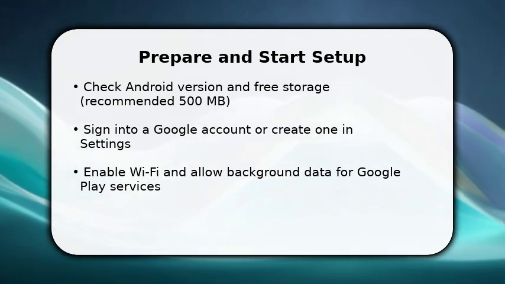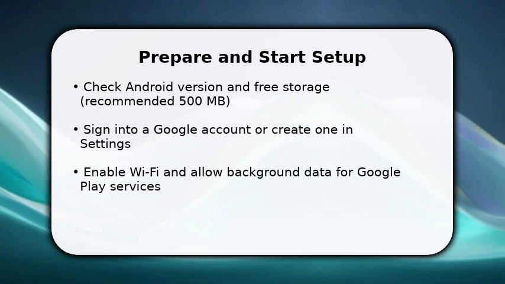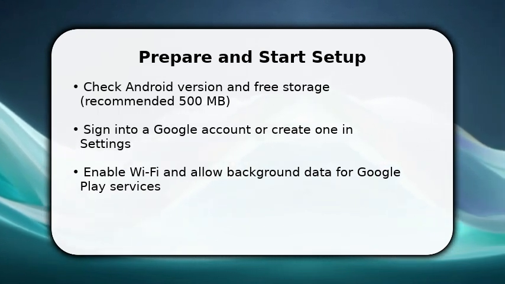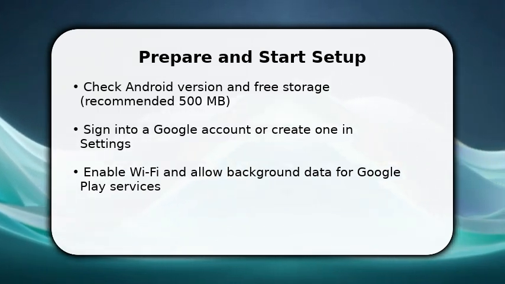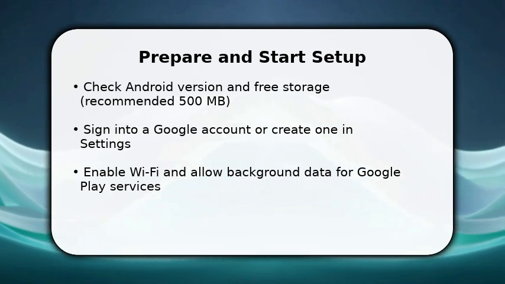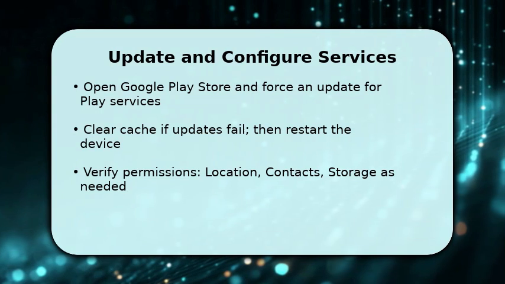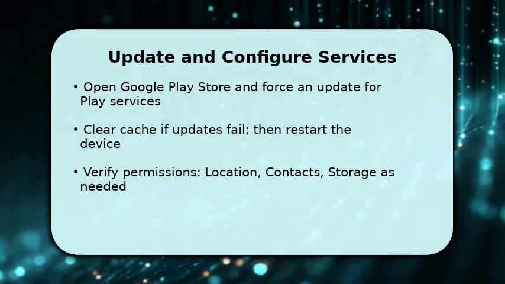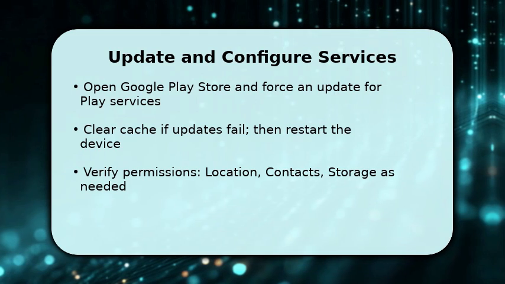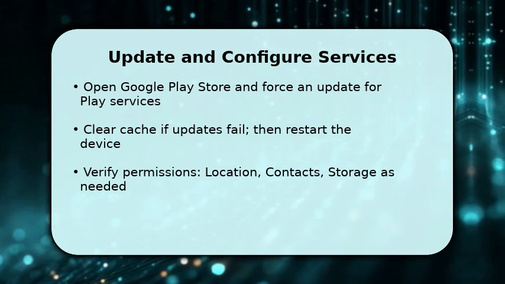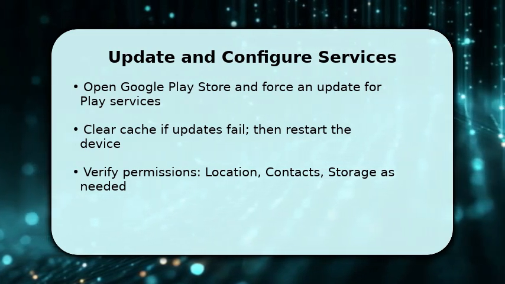You do this now so the app can register correctly, grant required permissions, and proceed to the installation and update steps. You should update Google Play Services through the Play Store. Search for Google Play Services and tap Update to ensure compatibility with apps. If the update stalls, go back to Settings, clear cache and storage for Play Services, then restart the device.